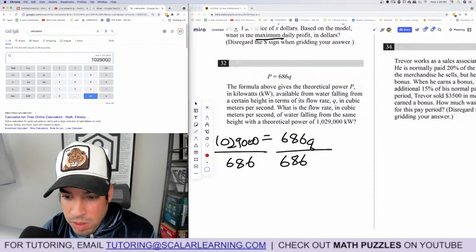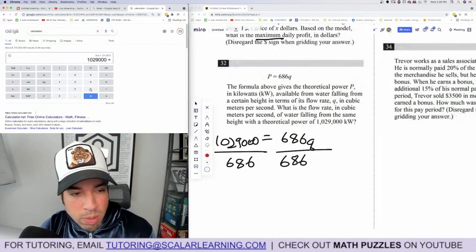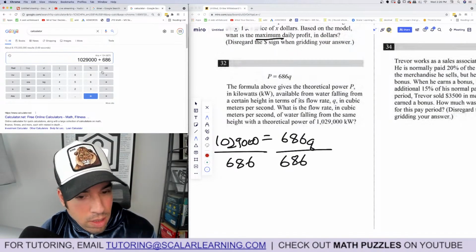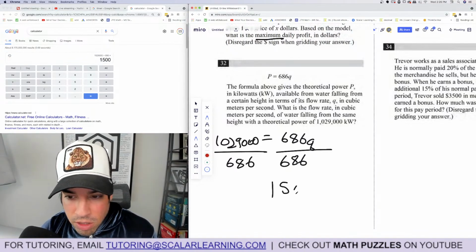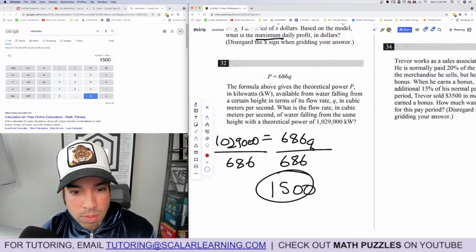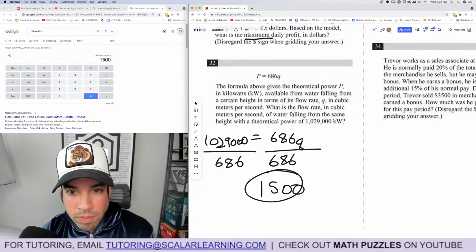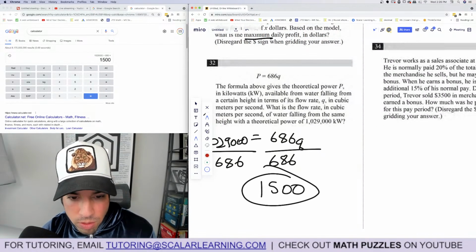Make sure I didn't make any mistakes, because if I write down the wrong answer on the free response, I'm hosed. 686. Nice number, 1,500. It feels good. Boom, done. Whoops, let's get a better circle.